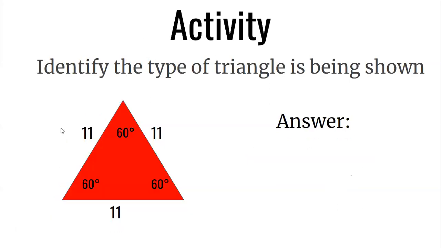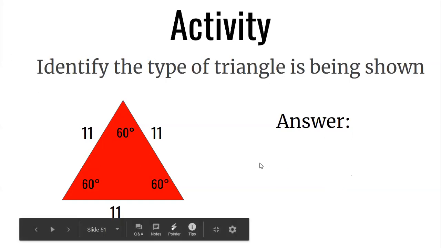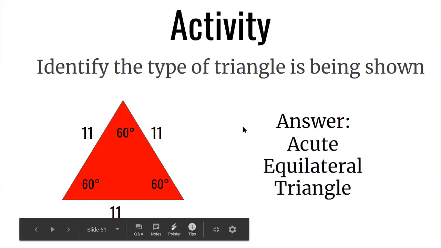Next triangle right here. So we got 11, 11, 11, 60, 60, 60. So pause, 3, 2, 1. Welcome back. Okay, here are the answers. You might have noticed a pattern in this triangle. So here, let's give the answer. So it is an acute equilateral triangle.